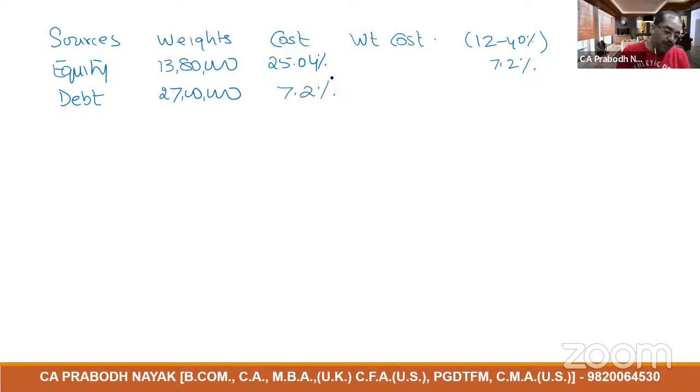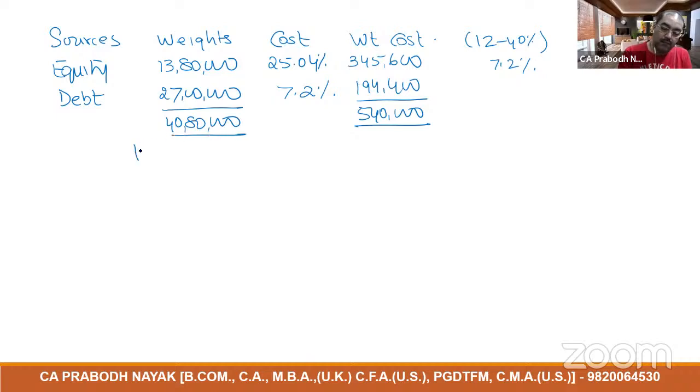So 13 lakh 80 into 25.04%. That is 3 lakh 46,000 approximately, the same thing that we have done. 345,600. 7.2% of 27 lakhs is 1 lakh 24,400. Total is 12 lakh 4. 5 lakh 40 upon 40 lakh. Formulas you have to study. Every formula that we have done in the class is important. 13.24%.